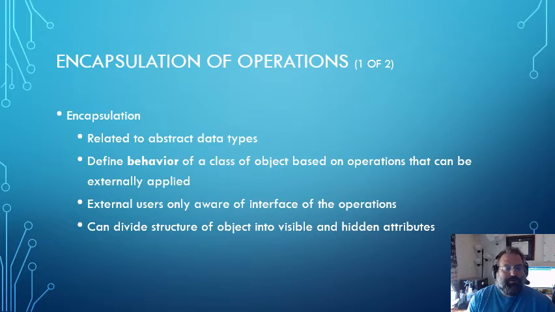Encapsulation of operations. Encapsulation is related to abstract data types. It defines the behavior of a class of objects based upon operations that can be externally applied. External users are only aware of the interface of the operations. It can be divided structurally between objects into visible and hidden attributes. So basically, the idea is that you have an interface, a specification of how you're going to talk to something, but you don't necessarily know about the internal implementation of that interface.